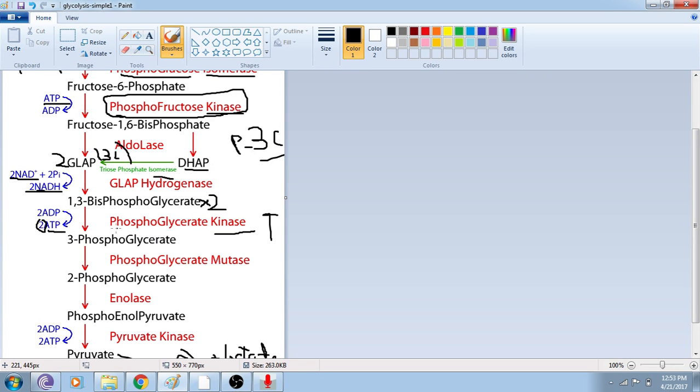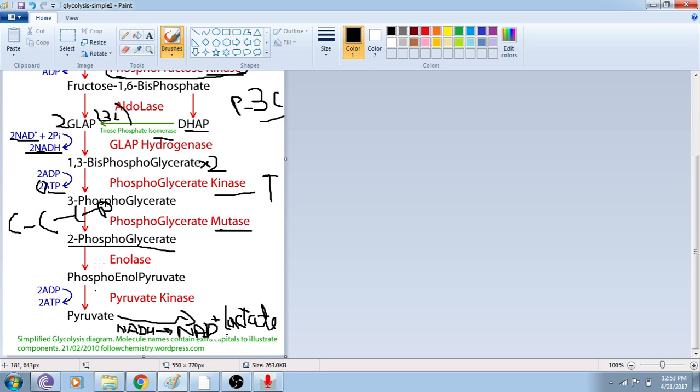Now let's see the next step. We have 3 phosphoglycerate, and now we will convert it into 2 phosphoglycerate. Again the symmetry matters. We are just mutating using the help of mutase. Rather than at the third position, we are converting it at the second position. The phosphorus was at the third position, and now we have changed it to the second position so that it is more symmetrical, and the other enzyme enolase can work on it.